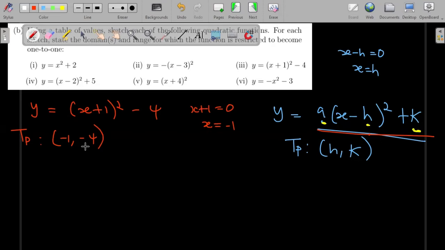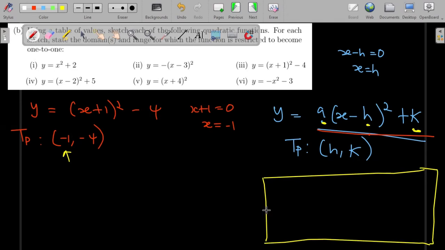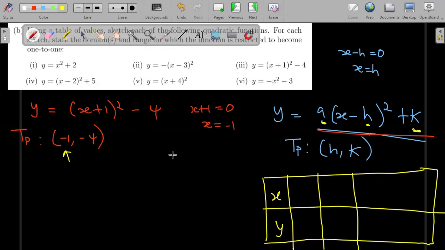So minus 1 is our x coordinate of the turning point, right? Remember our trick: we get 2 points above it and 2 points below it, and then we use this equation to find the corresponding y. And then now we can plot. So let's draw our table of values here. This is my x, this is my y. I'll get 2 points below the minus 1, and then 2 points above it.